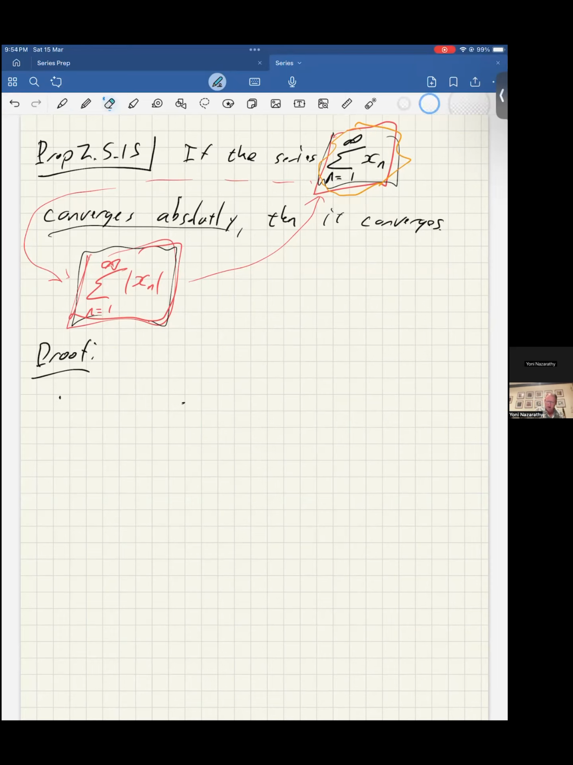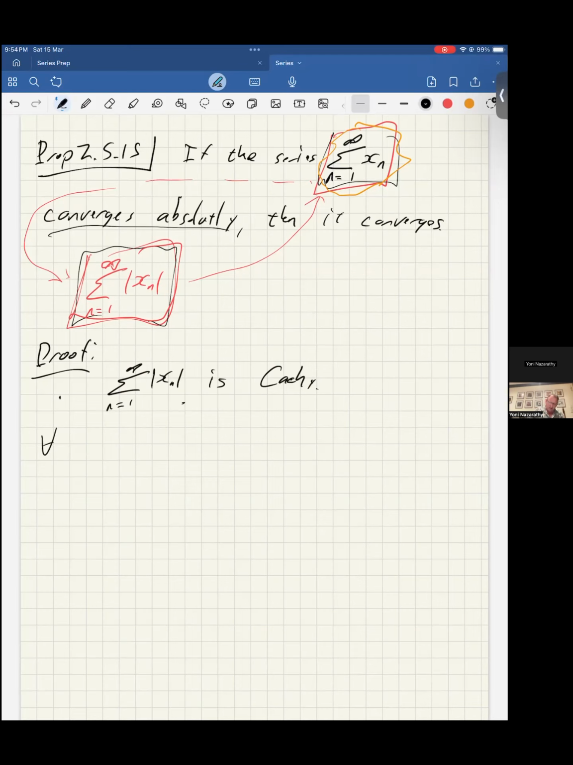Okay, so we are proving that if the series converges absolutely, then it converges. So assume the series converges absolutely. That means that the series of absolute values converges, and then that means that it's Cauchy.